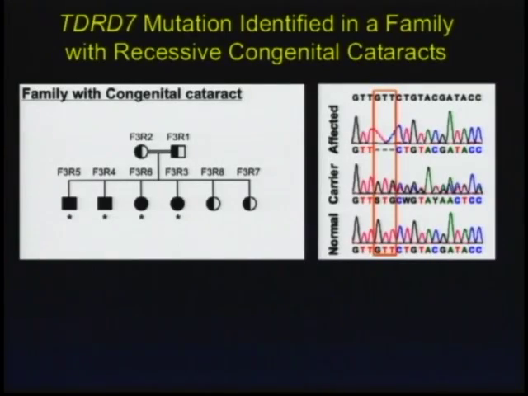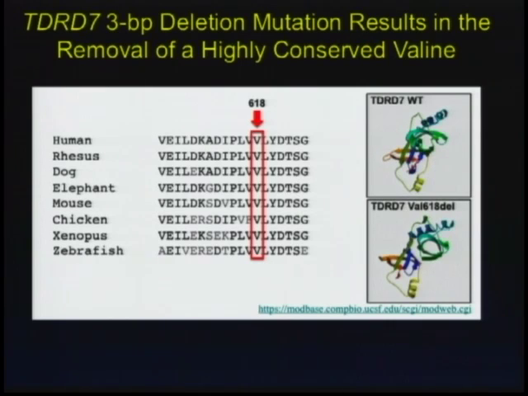So we found one such family in Kuwait City, where there were 4 individuals who had inherited a mutation in the Tdrd7 open reading frame. It was a 3 base pair specific deletion which had been inherited by only those individuals who had developed congenital cataract. And what this 3 base pair deletion did was it removed a valine which has been conserved from humans to zebrafish, and which we predicted would affect the first Tudor domain of the Tdrd7 protein in these individuals.